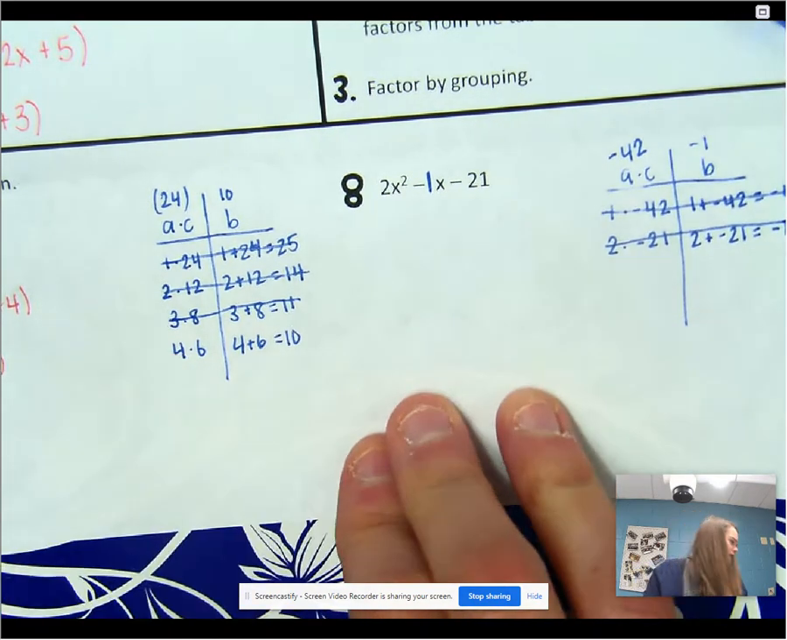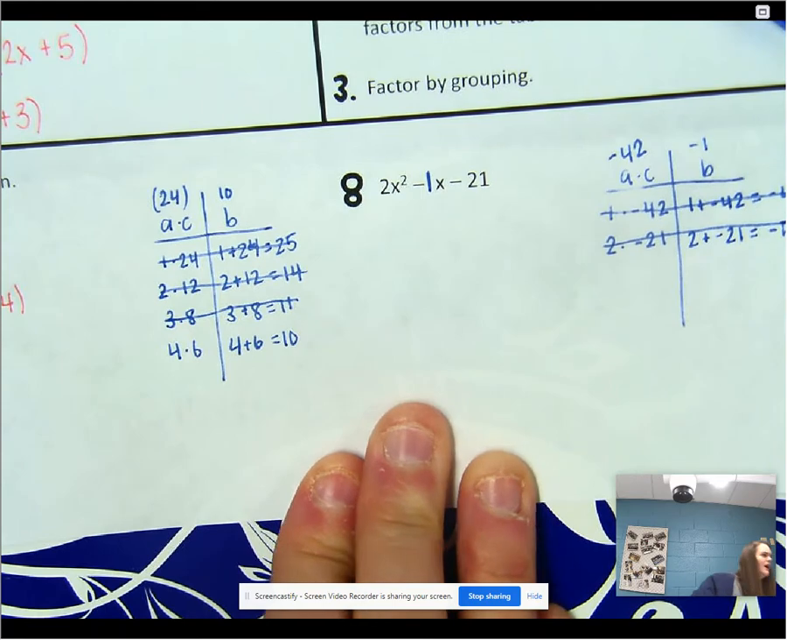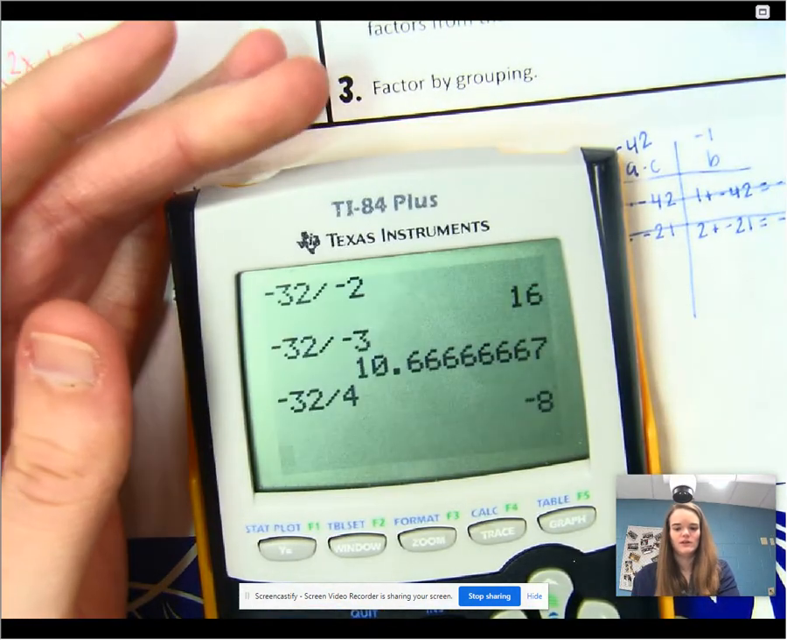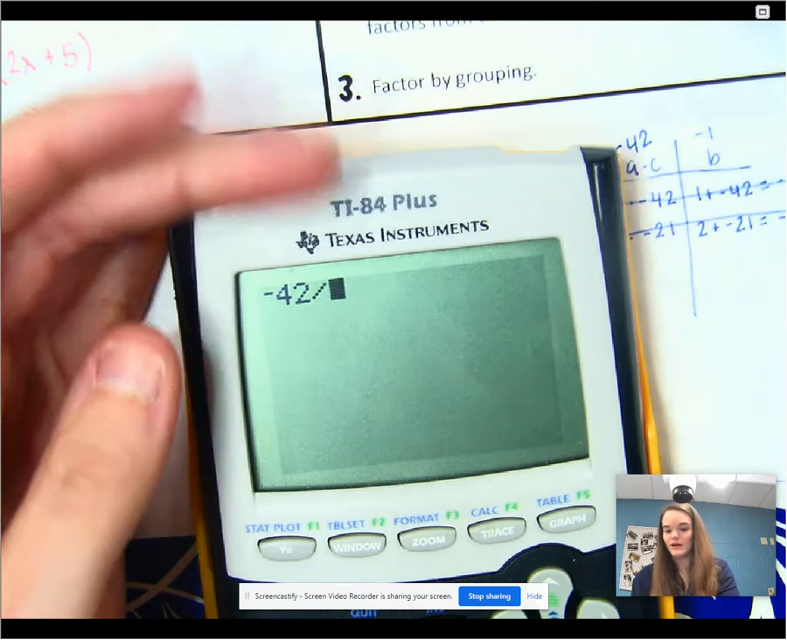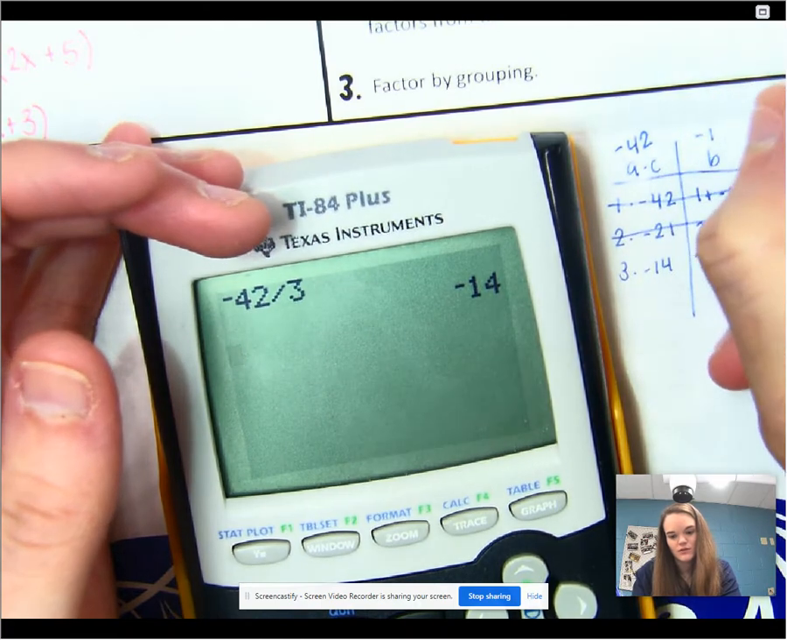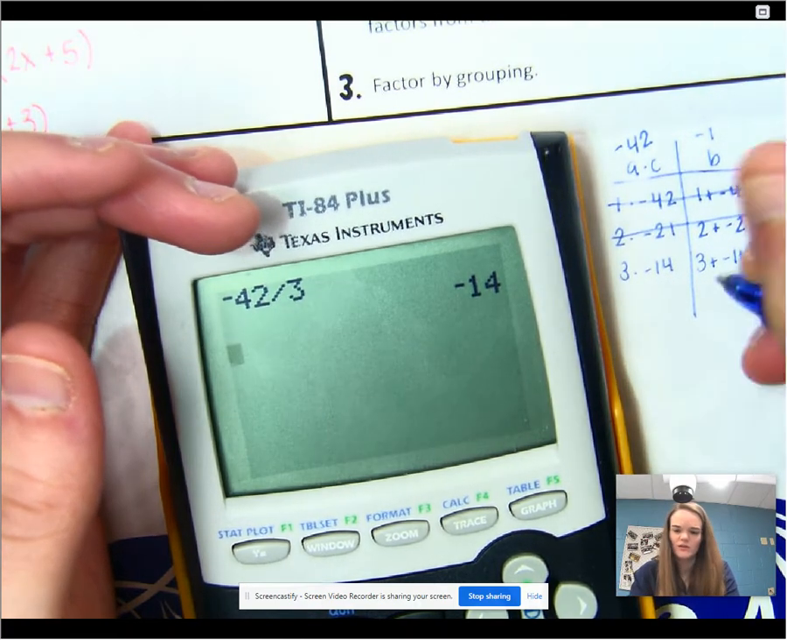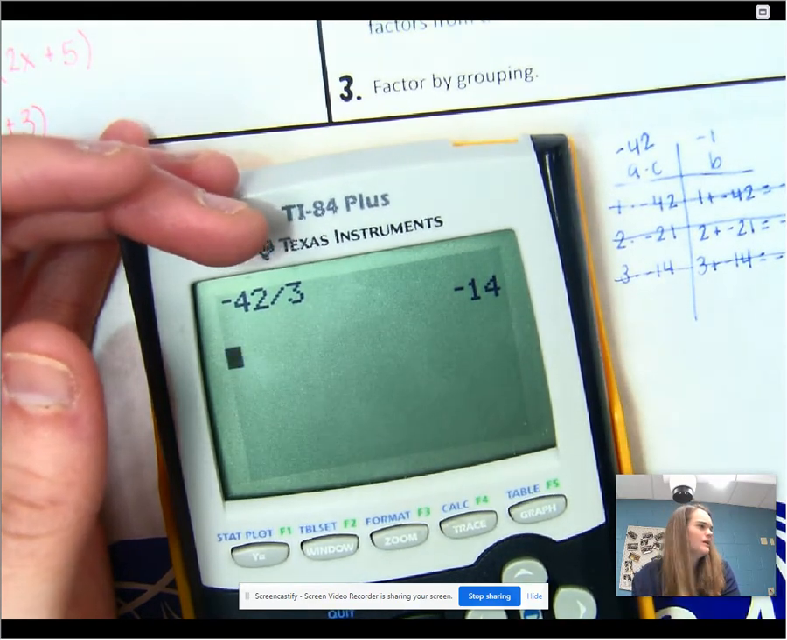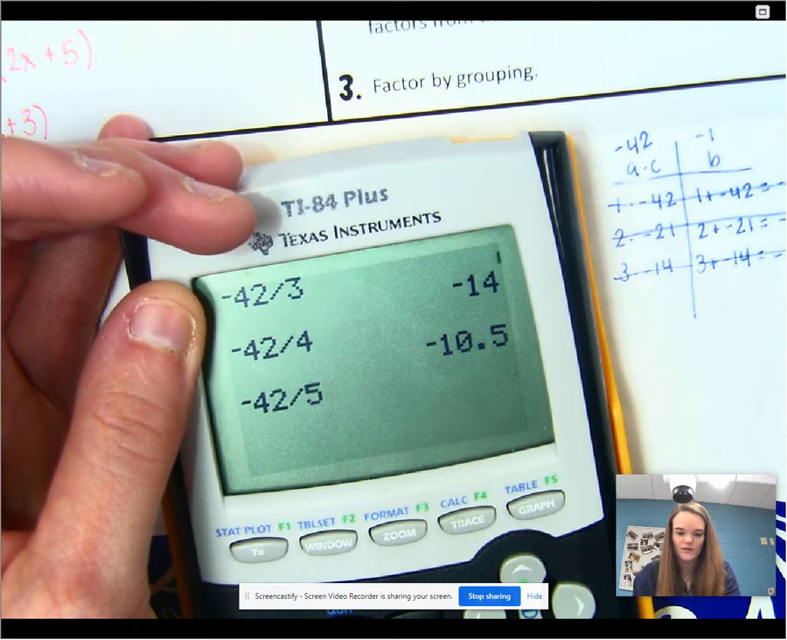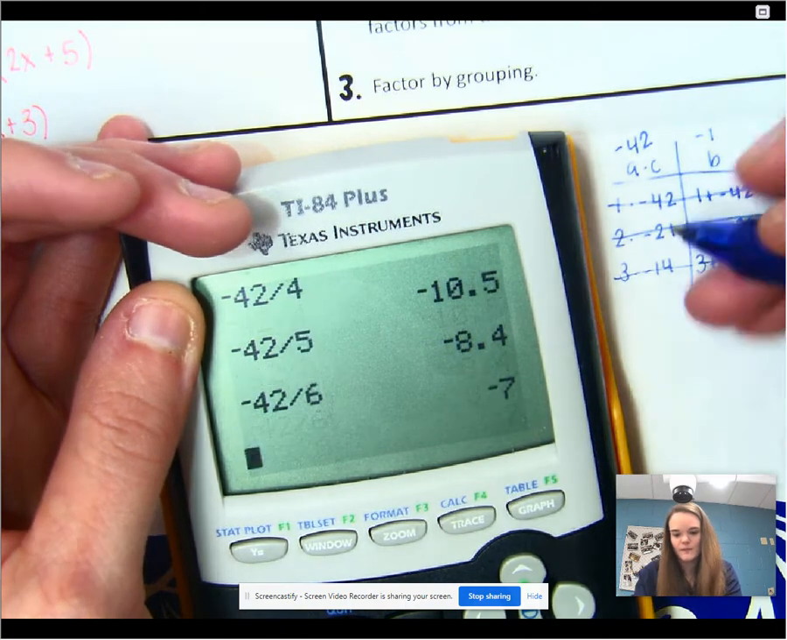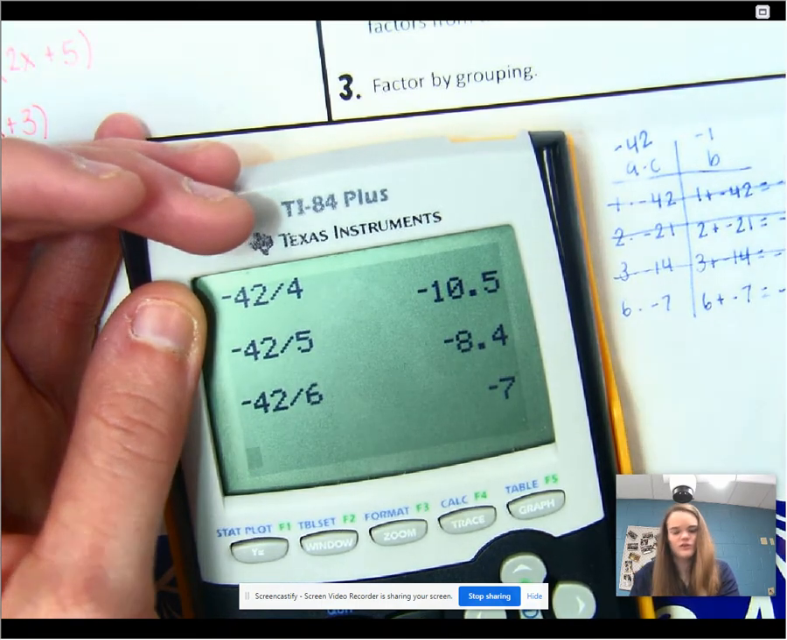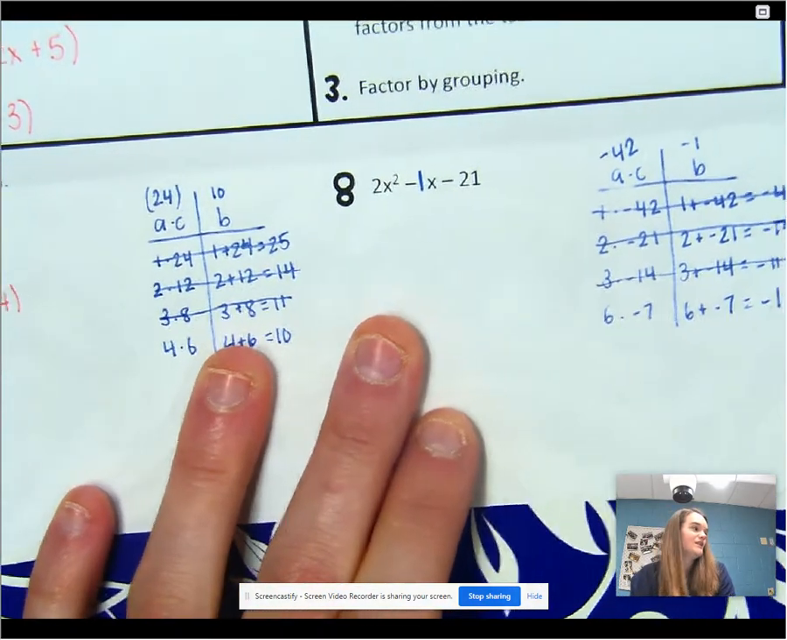Does 3 go into 42? I don't think so, but let me check. Actually, I think it does, because I think 6 does, so if 6 does, then 3 has to. Negative 42 divided by 3 does. 3 and negative 14. 3 plus negative 14 is negative 11, so still not the negative 1 we want. 4, negative 42 divided by 4, no. Negative 42 divided by 5, no. Negative 42 divided by 6, 6 times negative 7. 6 plus negative 7 is negative 1, so there's my numbers. Jackpot there. I do have to have the negatives, that is important.